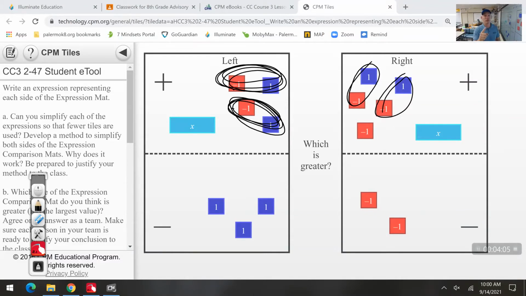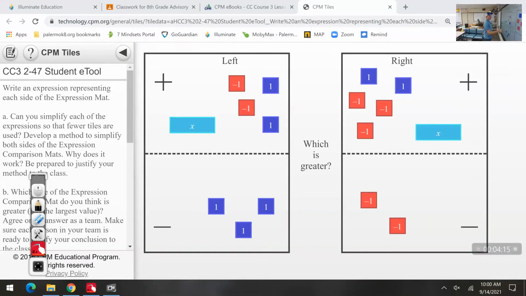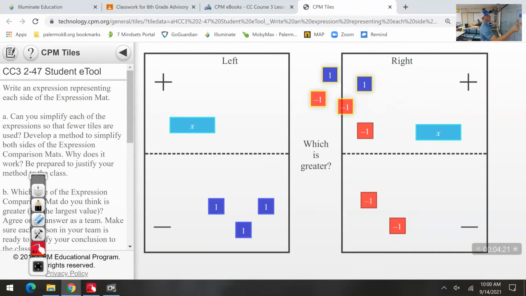And not only do opposite tiles in the same region make 0, but the same tile in the opposite region also makes 0. So let's go ahead and take these shapes, or these, and clear them off the board. I'm going to take these off the board. Take these off the board. Okay. Now, looks better already, right?